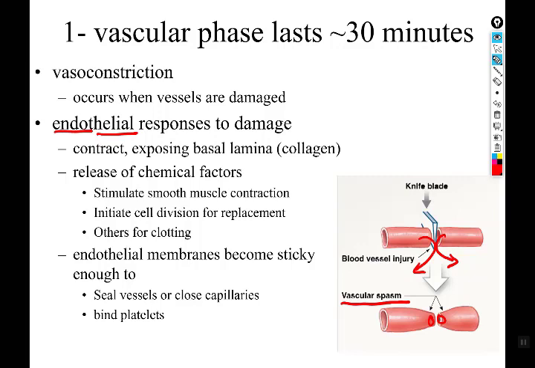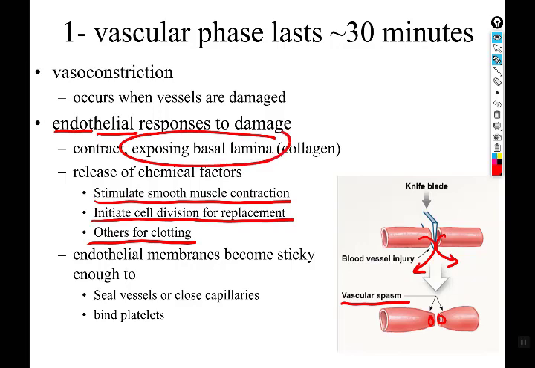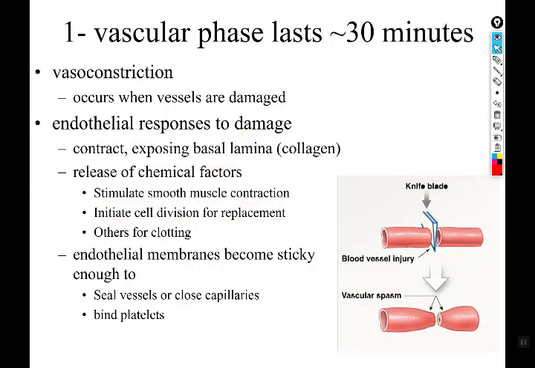So, release of chemical factors happens after that, and that initiates smooth muscle contraction, as I mentioned. There's also mitotic factors to begin to replace cells that were lost, and others for clotting. And then, as I mentioned, the endothelial membranes become sticky as well as the exposed basal lamina, and these help to just make sure that things are sealed shut or bind platelets as much as possible.